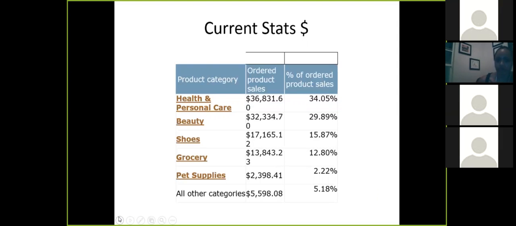You have health and personal care, 36,000. That's like 34%. Beauty is 32. Shoes is 17, and that's all year to date, guys. Grocery is 13,800. Very impressive. Yes, and I must say, I kind of lagged on grocery. I think I only started that maybe about 4 or 5 months ago. So those numbers are really for the last 5 months, probably.